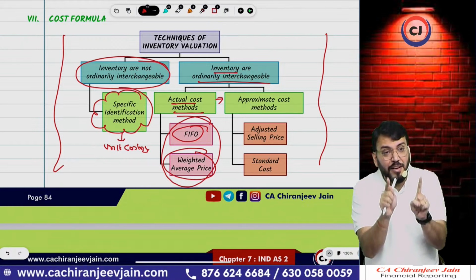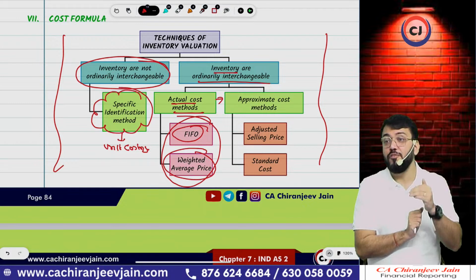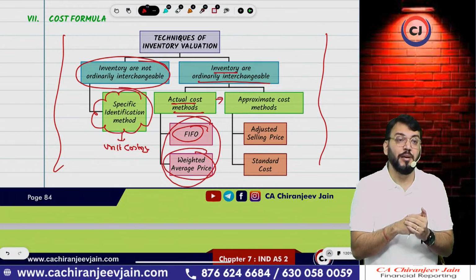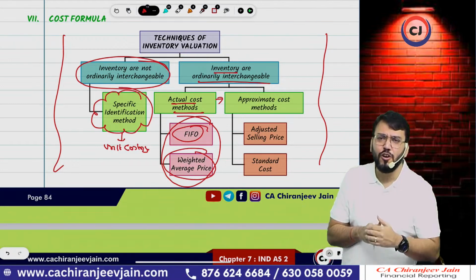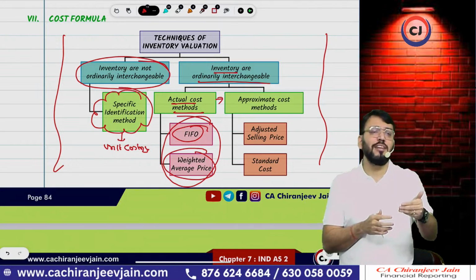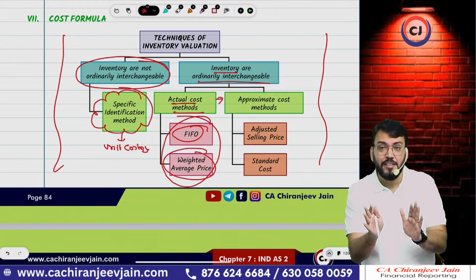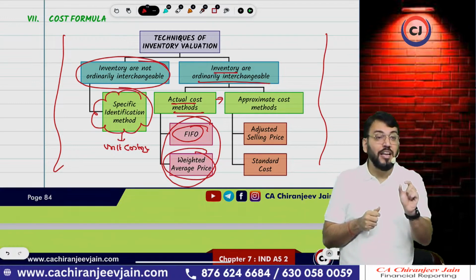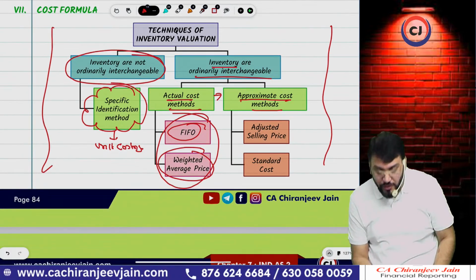For that, inventory recording is also required. But if you are not recording that, then you can't apply FIFO and weighted average cost price method. In that case, what needs to be done? Can you say that we can't find out the cost price of closing stock so we will not prepare financial statements? No. Therefore, Ind AS 2 has given relaxation. In that case, you can apply two techniques to determine the approximate cost. Therefore, I have written approximate cost method.